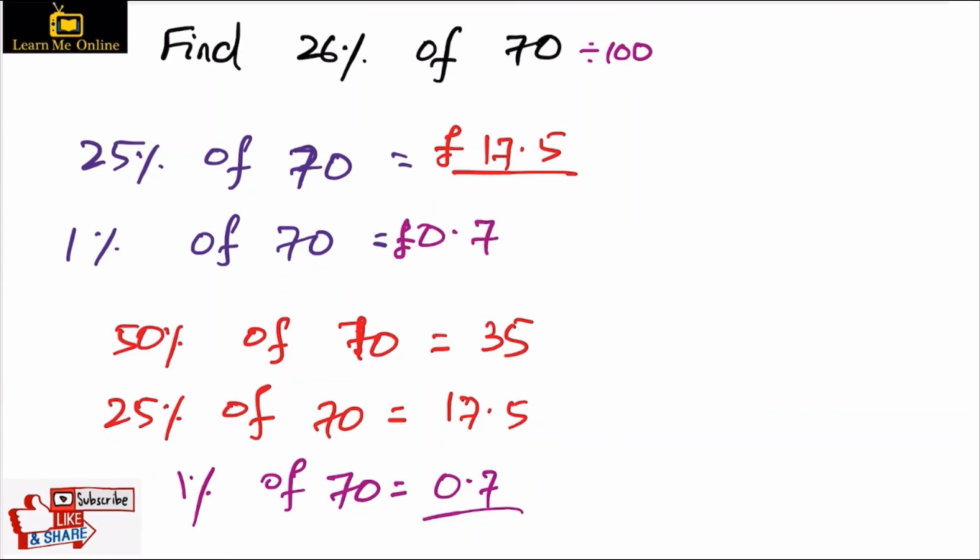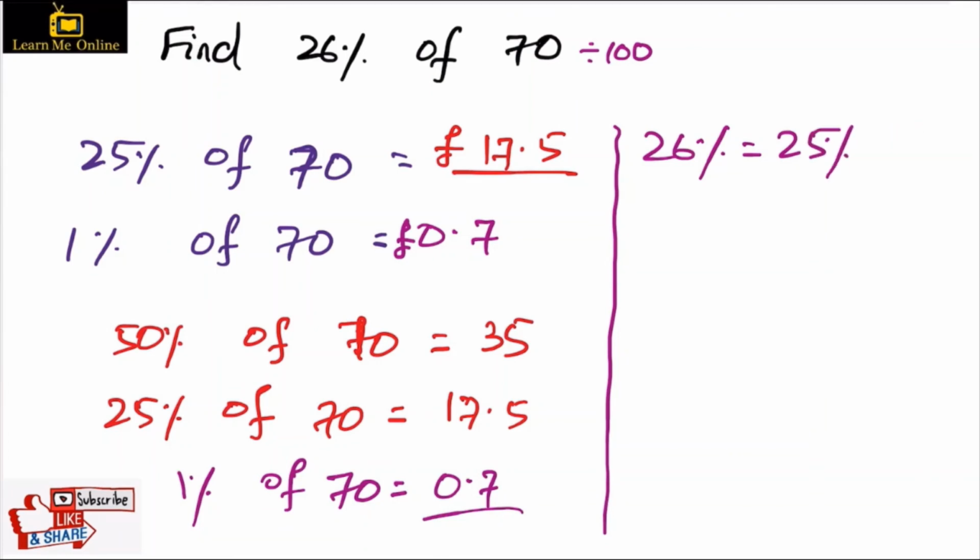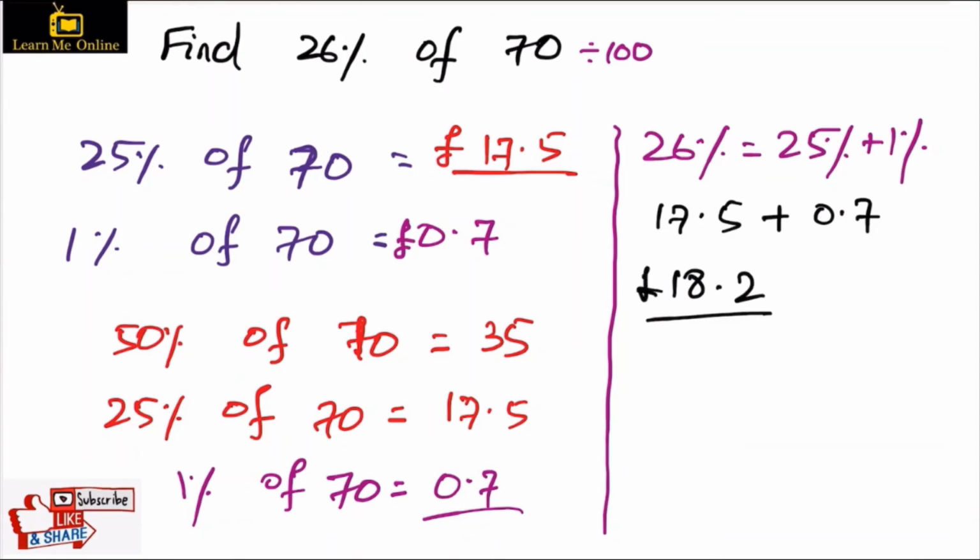Now, because we are looking all together for 26%, we're going to add them together. So 26% is basically 25% plus 1%. From previous, we know that the 25% is 17.5 and 1% is 0.7. When you add them together, 17.5 plus 0.7, you'll come out with 18.2. So the sum of them is 18.2, which means that 26% of 70 would be 18.2 pounds.